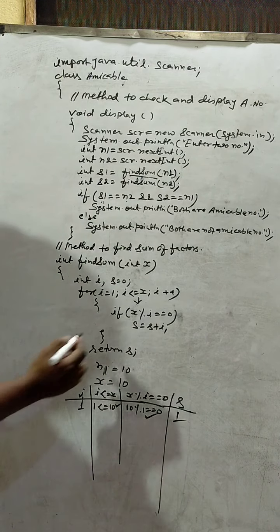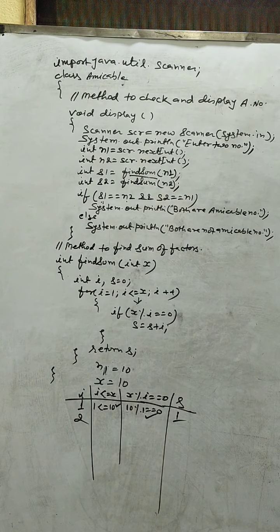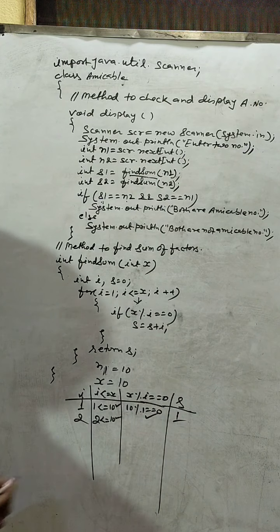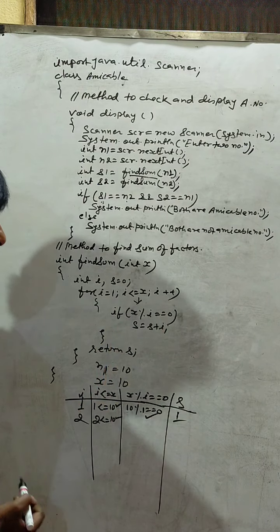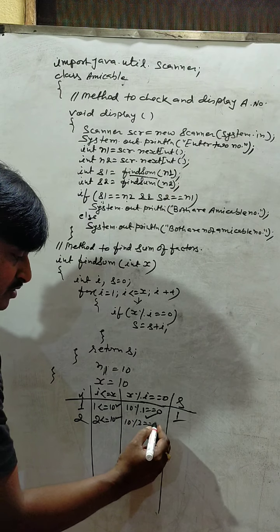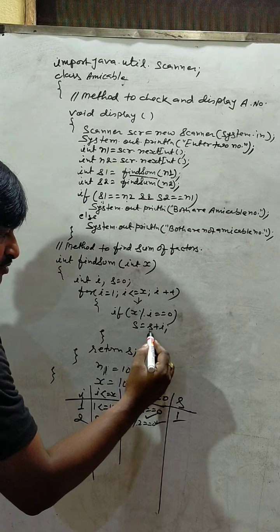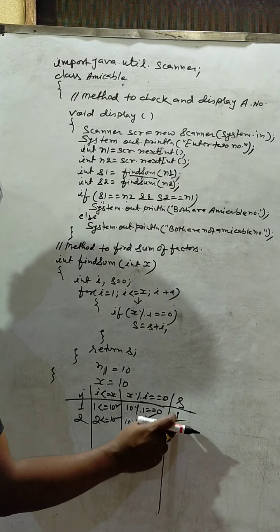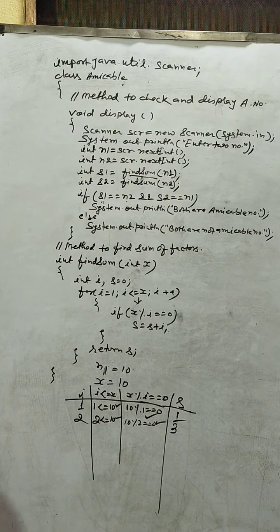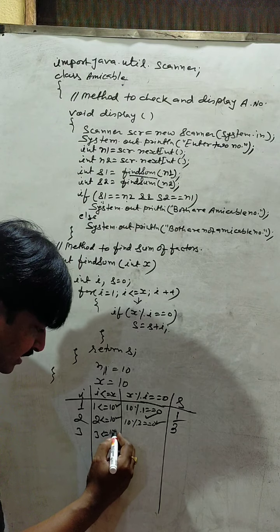Clear? Now i plus plus, i equals 2. Again 2 less than or equal to 10, the condition is true. Control moves inside the loop. Again x mod i, that is 10 mod 2 equals 0. Again this is true. Now this line will be executed: s equals s plus i. The value of s is 1 and the value of i is now 2. So 1 plus 2 is equal to 3. Again i plus plus, 3. 3 less than or equal to 10, the condition is true.